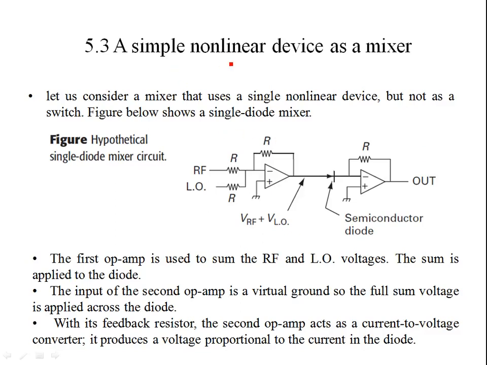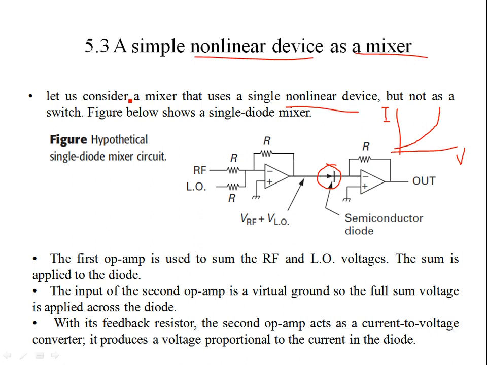Let's consider a simple nonlinear device as a mixer, but the nonlinear device in particular is the PN diode, a PN junction diode over here. Why is it nonlinear? Because you recall that the IV characteristic of a diode is not linear. It's an exponential behavior of the current with applied voltage. So the diode is the nonlinear device over here.